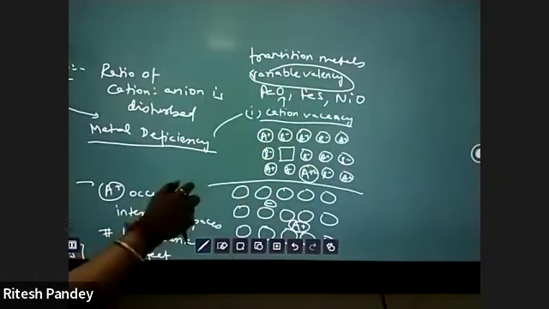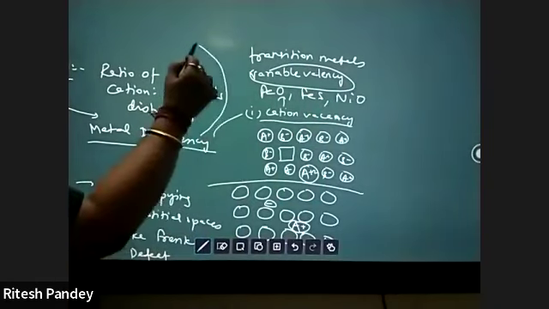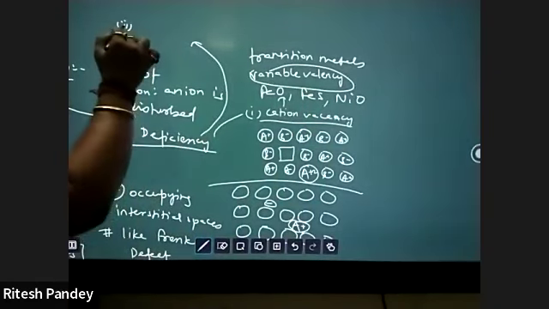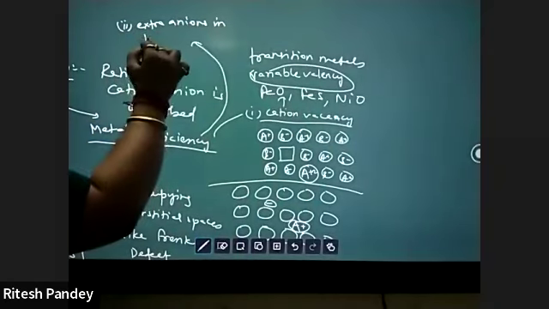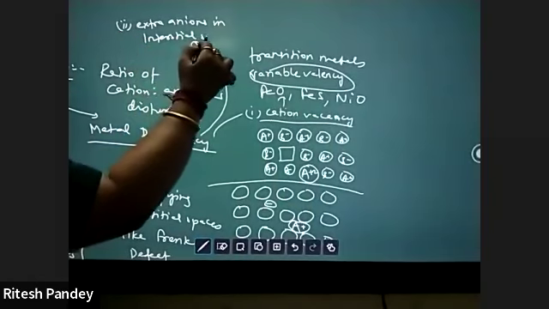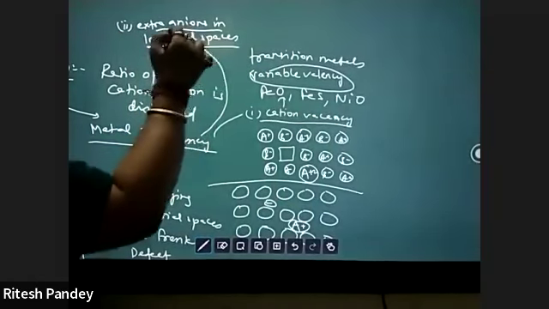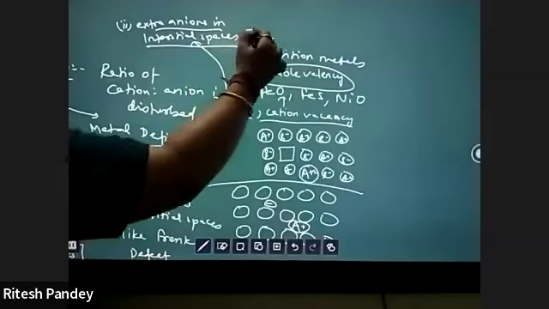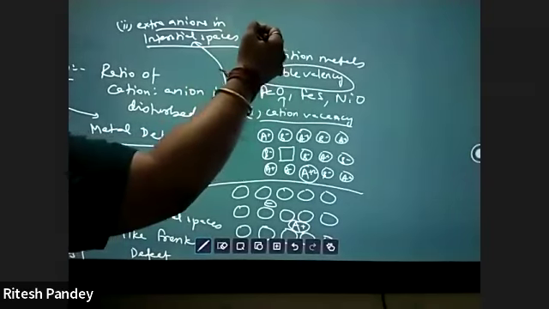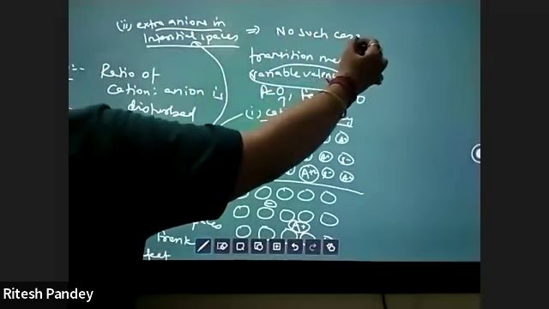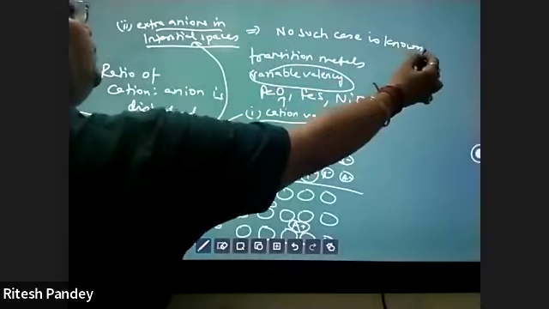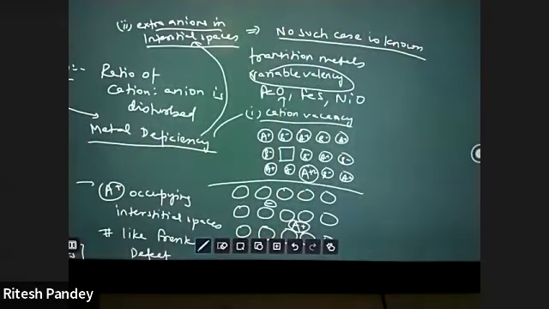The other possibility of metal deficiency could certainly be because of extra anions in interstitial species, and because anions are generally larger, this is only a possibility. No such case is known. And this is exactly how much you're supposed to know to solve questions which will come in the real exam.